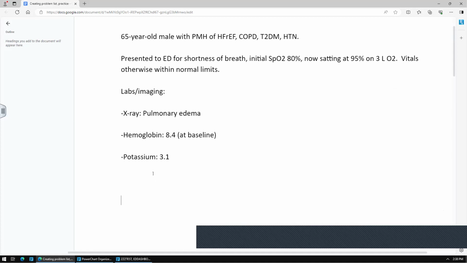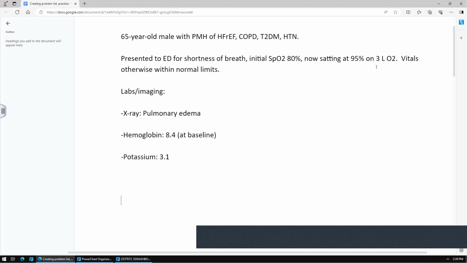So say we're admitting this patient. It's a 65-year-old male. He has a past medical history of heart failure with reduced ejection fraction, and then he has COPD, type 2 diabetes, and hypertension. The reason why we're admitting him is because he came in feeling short of breath, and he was also hypoxic. His oxygen was 80%, and the ER stabilized him on 3 liters of oxygen. Now he's satting well on the 3 liters of oxygen.